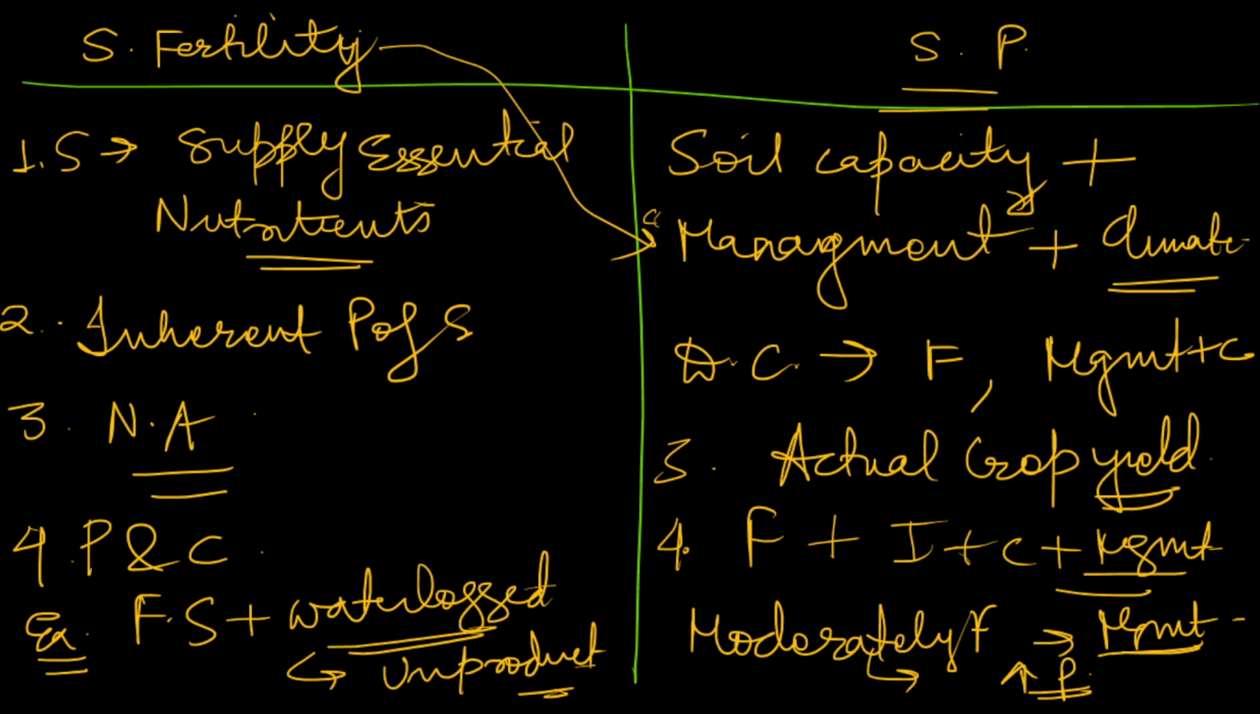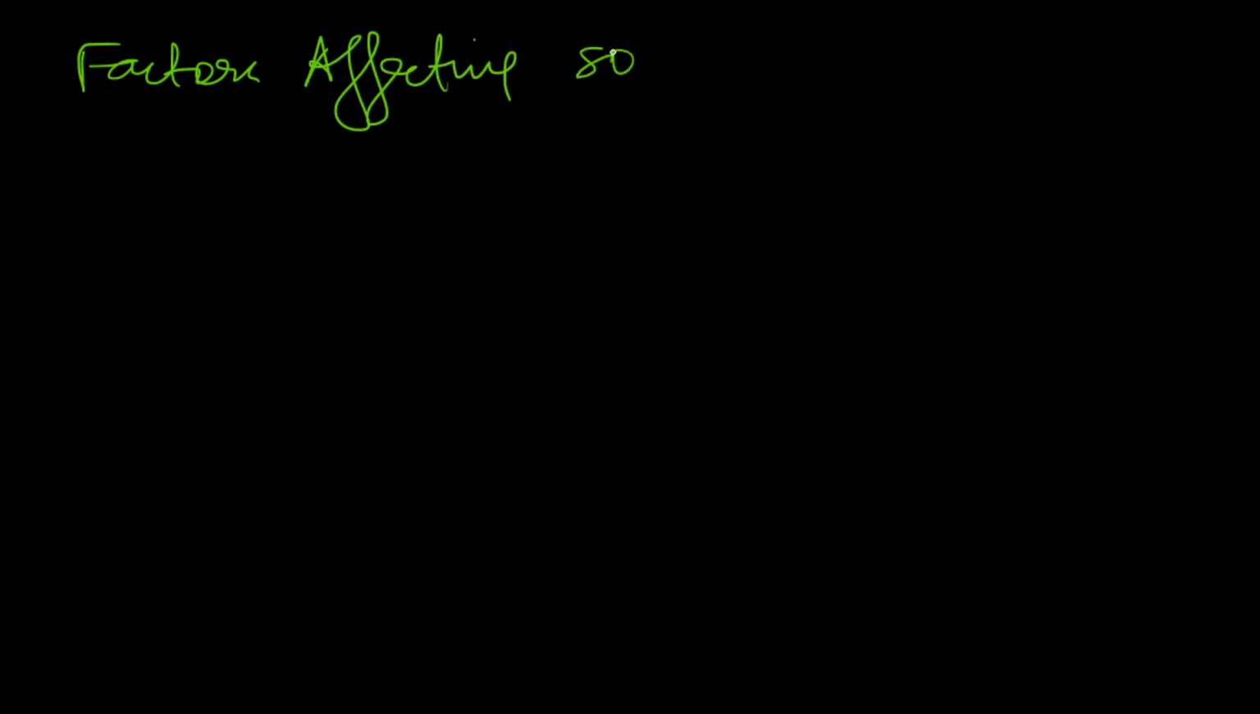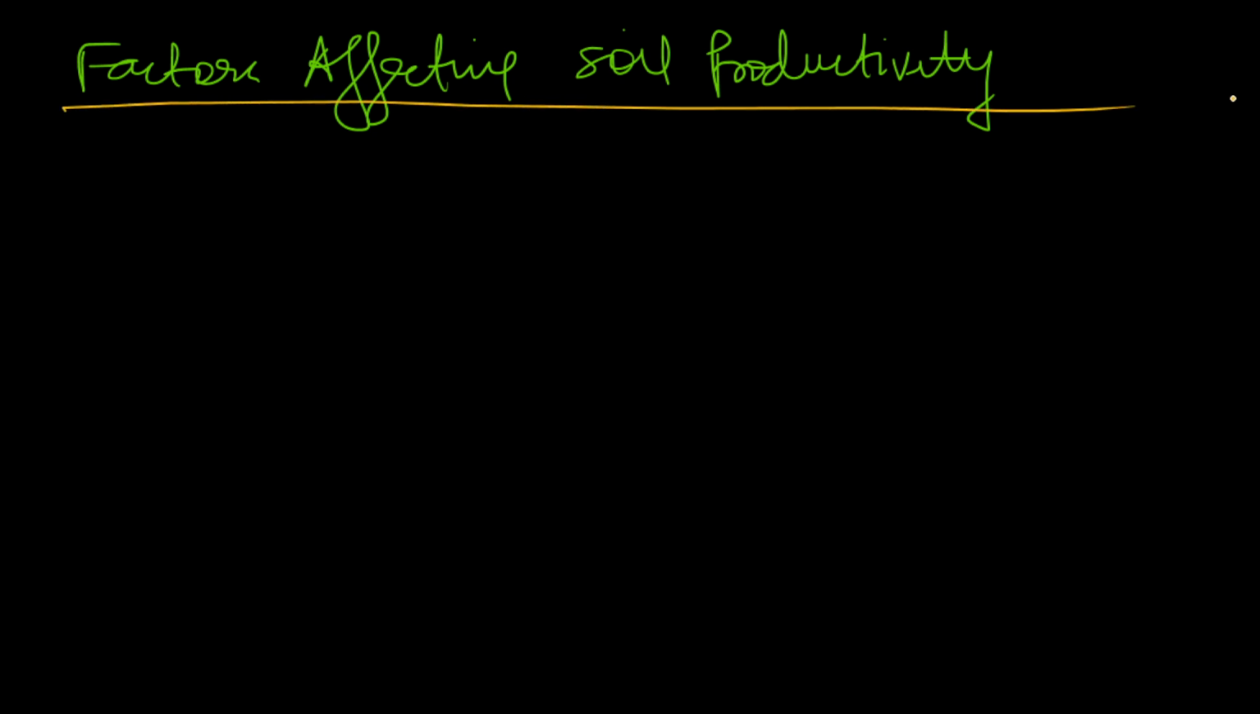Now let's move to the second part of the question, that is factors affecting soil productivity. So what could be the factors? You can divide the factors into various parts. First, you can mention natural factors.